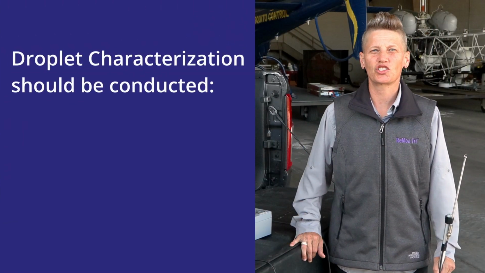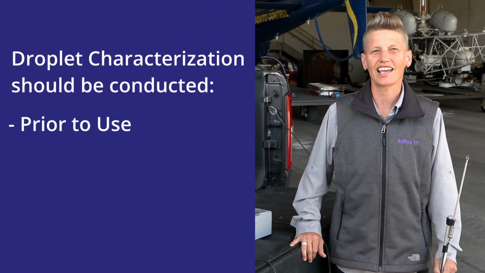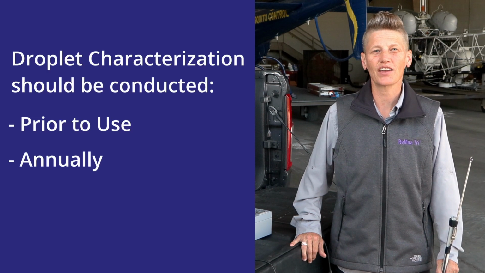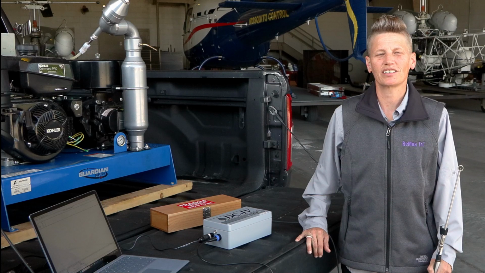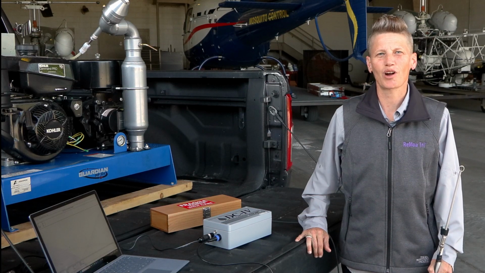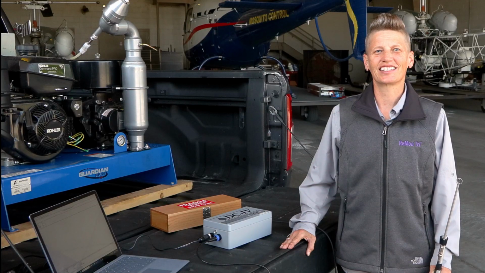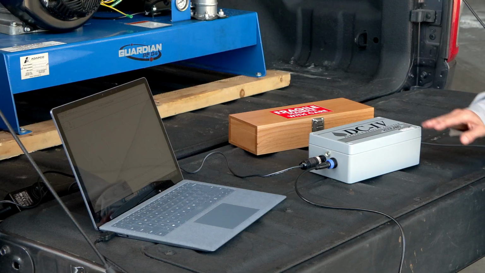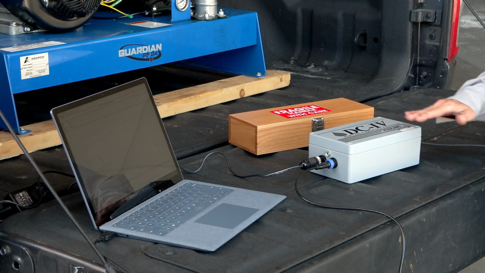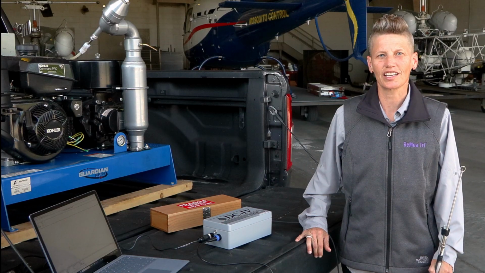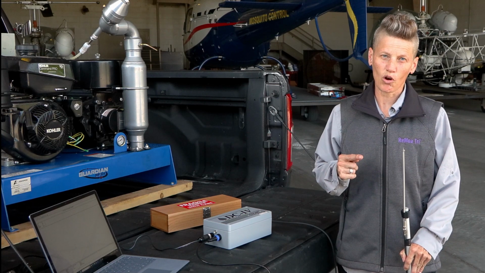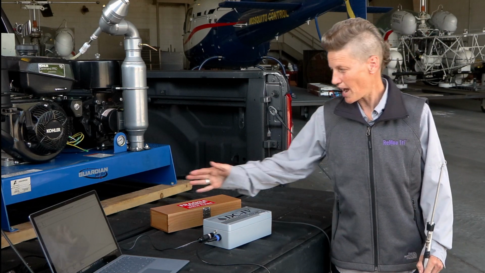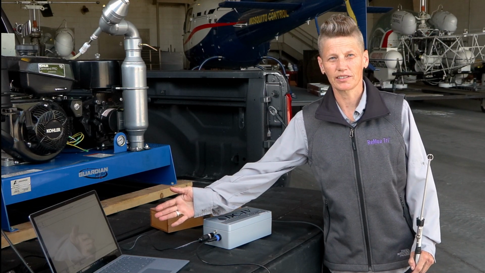Droplet characterization should be conducted prior to use and then annually. And again, if any major repairs are done to the spray system, a laser-based measurement instrument or hot wire droplet analyzer, such as the KLD Labs DC4, should be used to ensure the equipment is producing the optimal droplet size spectra. The DC4 system includes the droplet probe, the module, and the laptop with the program downloaded.